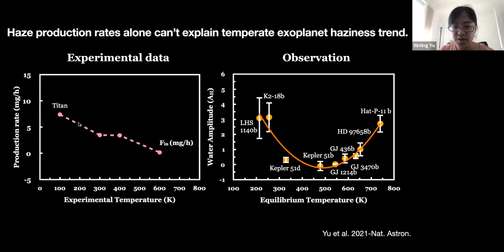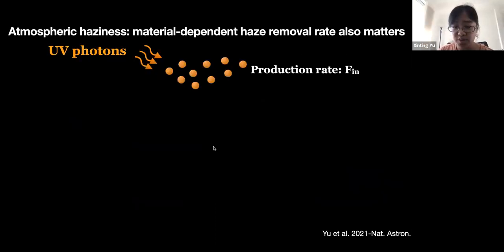Okay, so this experimental trend can work well to explain the right part of the water amplitude. Planets would get less hazy when the temperature is higher. But it doesn't really explain the left part, where you would expect more haze to be formed, okay? But it seems like we're actually detecting clearer atmospheres over there. So I think haze production rate alone cannot explain the current trend we're seeing, and now we have to look at some other things.